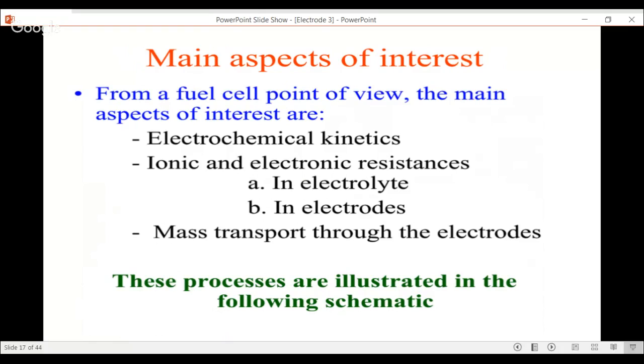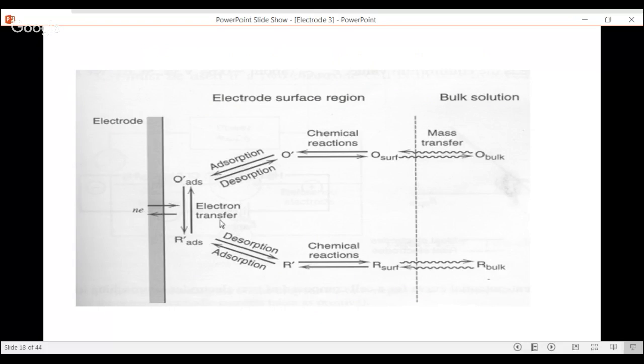From the fuel cell point of view, the main aspects of interest are electrochemical kinetics, that is the oxidation reaction and reduction reaction, ionic and electronic resistance in electrolyte and electrodes, and mass transport through the electrodes. These processes are illustrated in the following schematic. So you can see the electron flow or electron acceptance. The electron flow is reduction, electron acceptance is oxidation; electron transfer we will see later on.